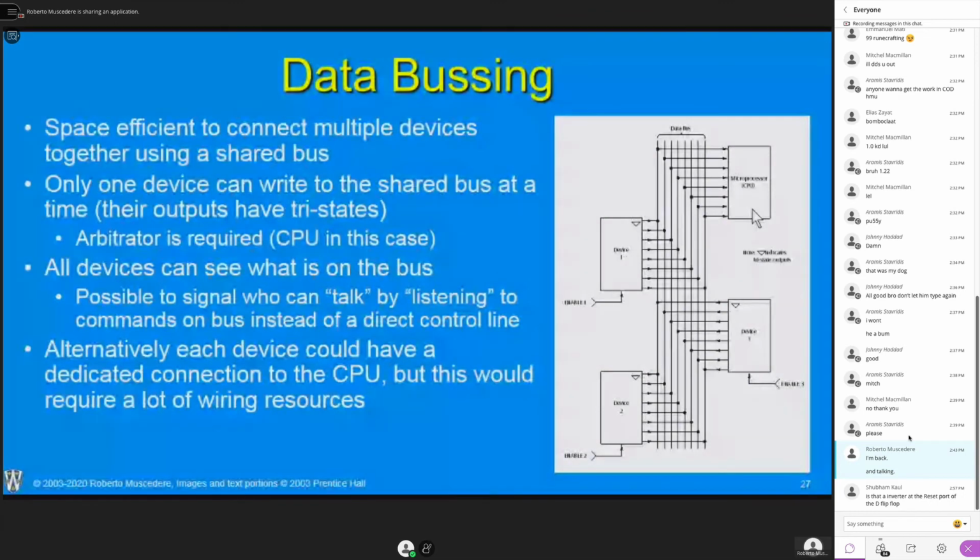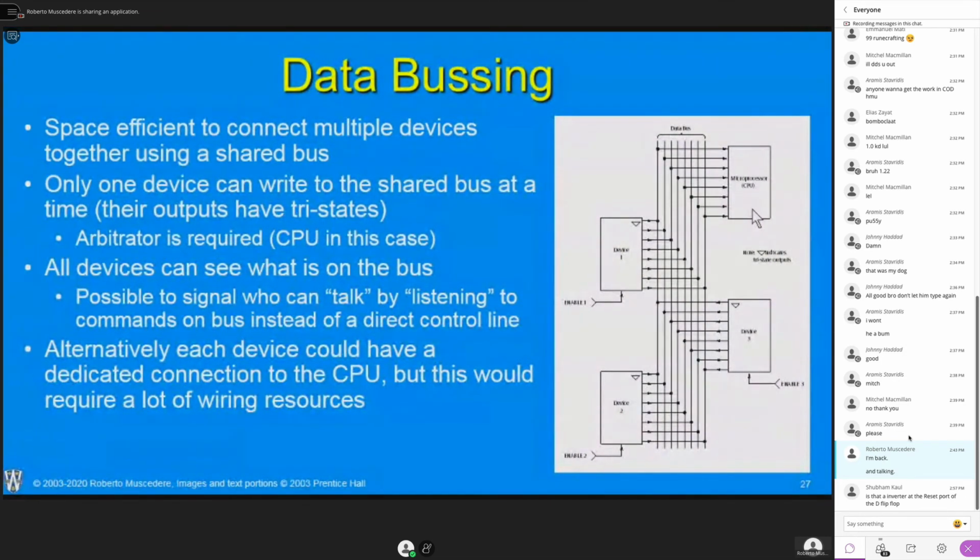Now, it is possible in some cases that device 2 and 3 could also be looking at what's on that bus. And that's fine. Everyone can be listening on that bus, just like you guys are listening to me right now. No one else is talking. It's just me. I'm in command of the bus. I'm taking control over it, right?